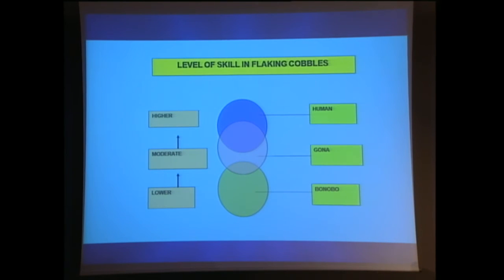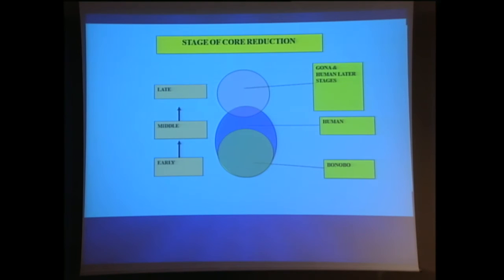I think the bonobos had a harder time recognizing the acute edge angles and hitting in the right place. And biomechanically, they were not producing the same forces of impact as Kathy and I were, or presumably the Gona hominids as well. The other interesting thing is that if you looked at the Gona archaeology, is clearly later stages of flaking represented.